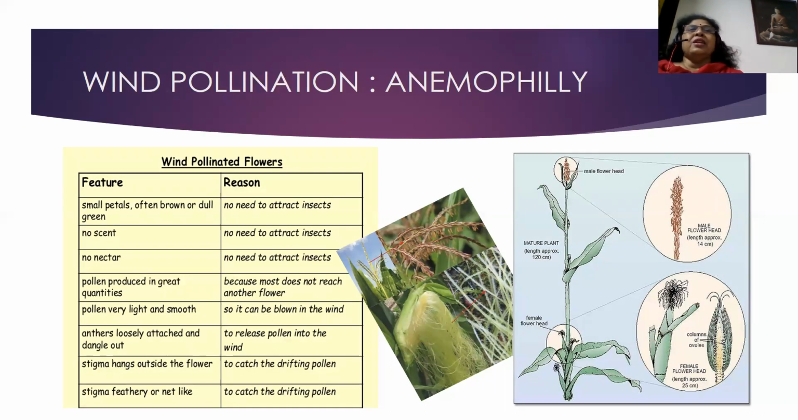The anthers are loosely attached so that they can release their pollens in the wind. The stigma hangs outside of the flower so that it can catch the drifting pollen, and the stigma is feathery or net-like, again so that it can trap the pollen. So this you can see over here, wind pollination in corn.